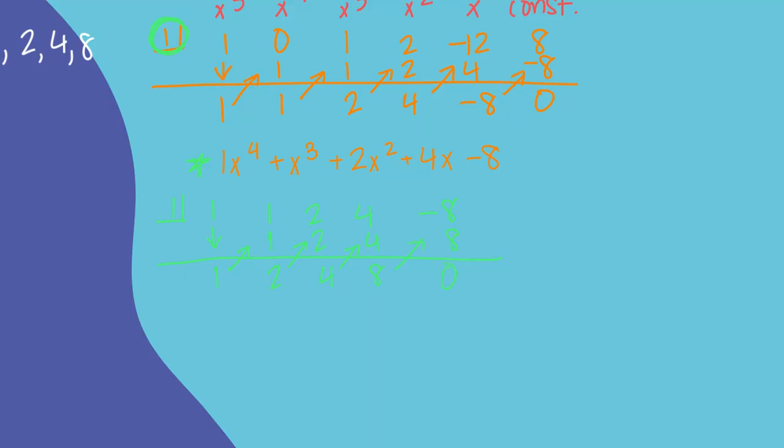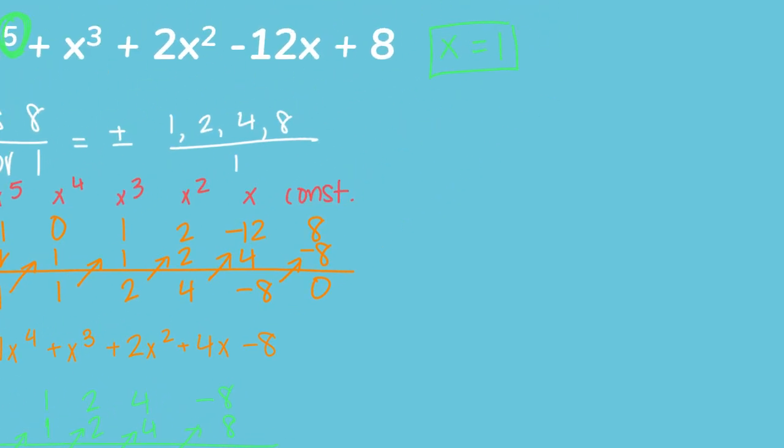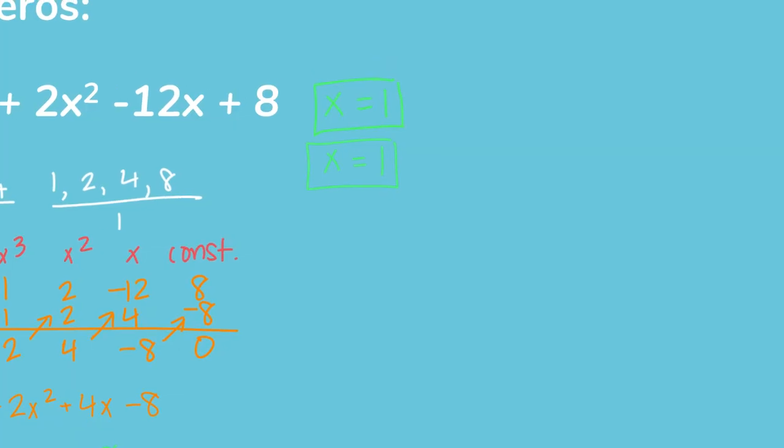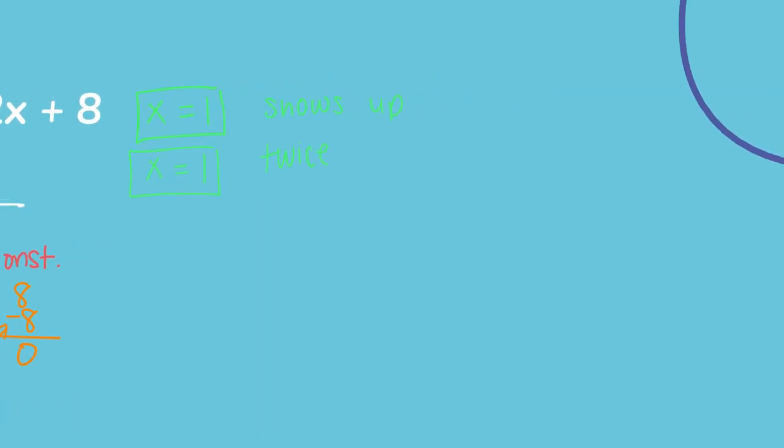So does 1 work again? Yes. Okay, so what does that mean? That is another answer. X equals 1. And I'm going to write some information. Because it shows up twice, this is a multiplicity of 2. This is going to help you with the next lesson, and you're going to see that when we go into the next class for 3.2.